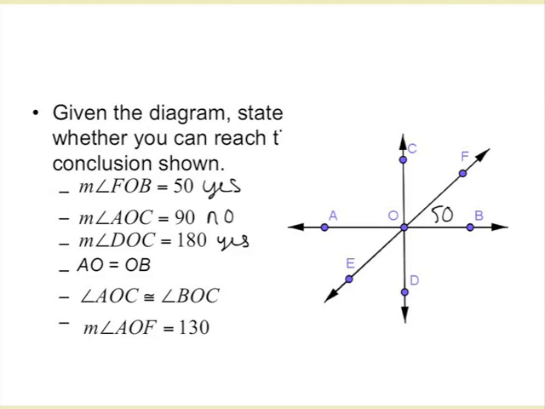Can we know that OA and OB are the same size? No. It looks like O is right in the middle of everything, but we're not told that it is. Can we know that AOC and BOC are the same size? Can we know those are the same size? No. If they were the same size, they would both be 90, but we don't know that they're 90. They could be 89 and 91. So we can't know they're exactly the same size. We don't know we have any right angles in this picture.